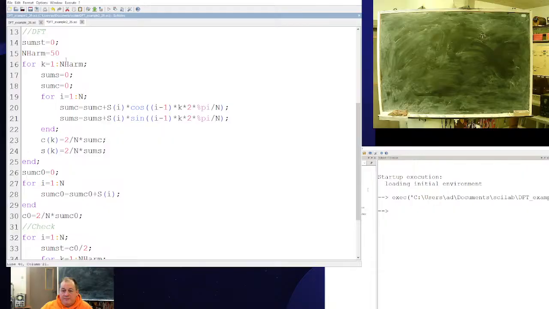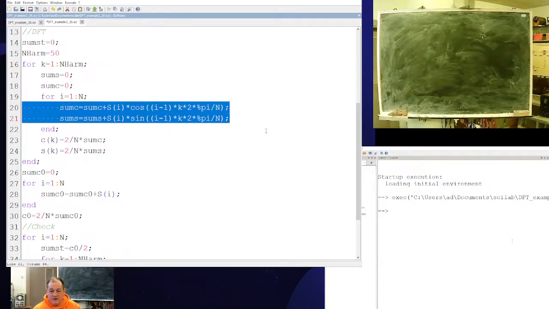What's going on here? I will take 50 harmonics. For each harmonic, I need to calculate. Oh, I have erased. Here are my sums from my nice theory, my numeric integration sums.